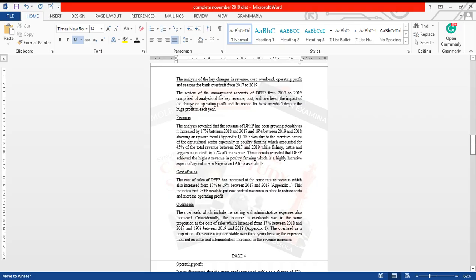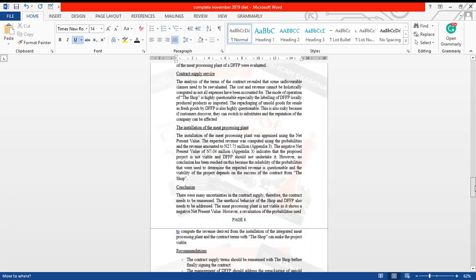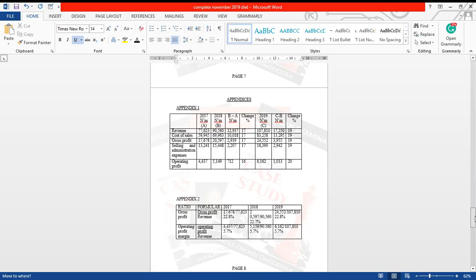Now let's go to the appendix shortly. Let me show you what we are talking about. So this is the appendices section. Appendix one is a trend analysis. So you can have it there.